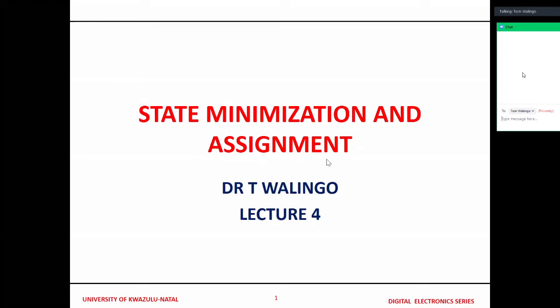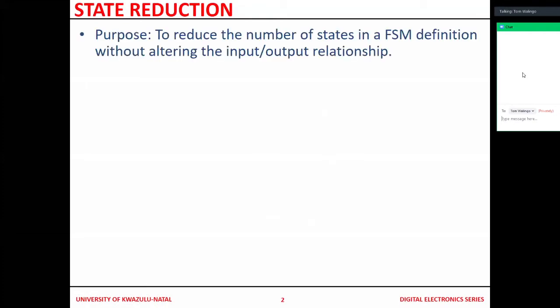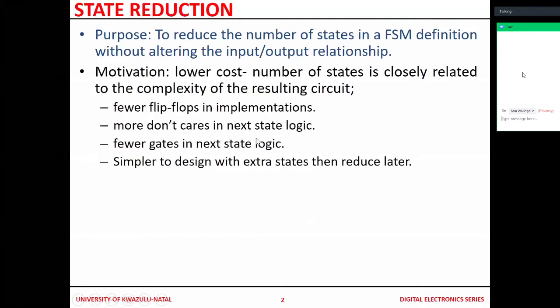Okay, with that, let's continue with what we are doing on optimization. We will go through what we did yesterday. We're looking at state reduction. You can reduce the states of a finite state machine to make it cheaper and more optimal, but you are not supposed to change the behavior. You don't change the input-output relationship. So the motivation is to lower the cost by using fewer flip-flops and fewer gates. It is sometimes good to design with more states and then reduce later.